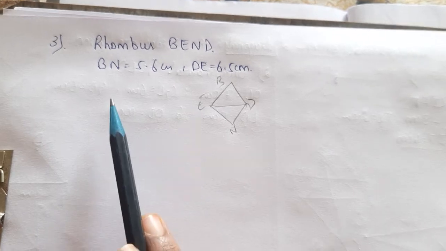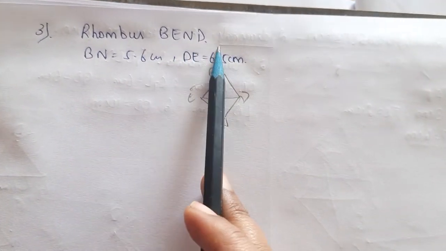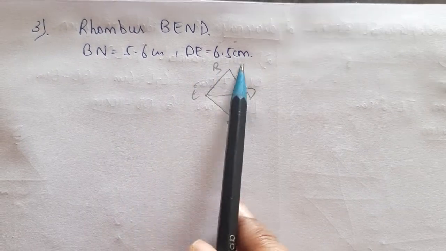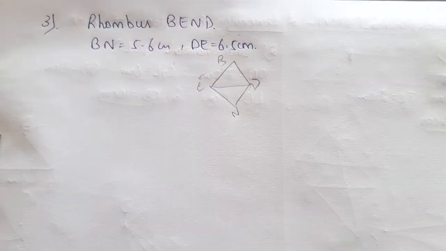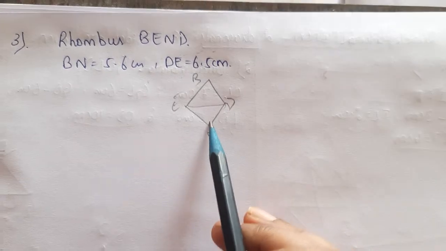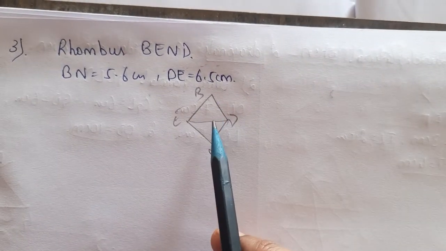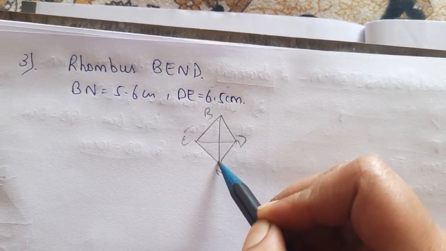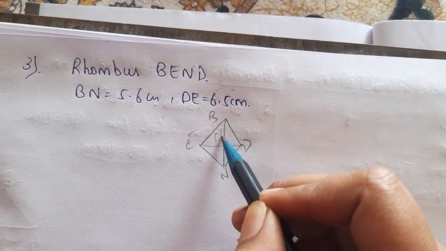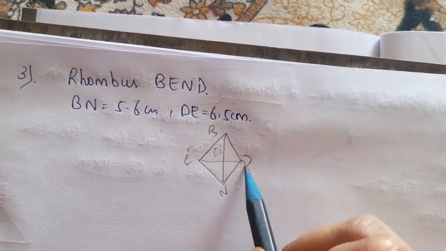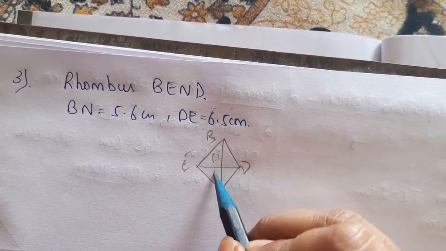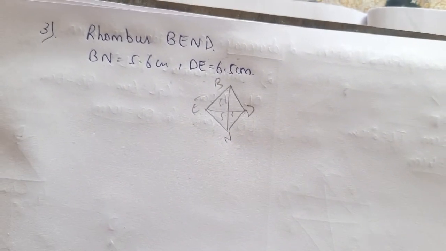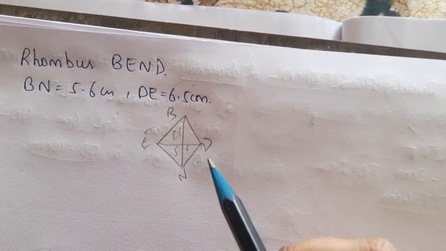Last problem, third problem: we need to construct a rhombus BEND, given BN is 5.6 centimeter and DE is 6.5 centimeter. If you draw the rough sketch of BEND like this, children, BN is given, the diagonal, which is 5.6. The other measurement given is DE, which is 6.5 centimeters. So only the measurements of the two diagonals are given here, but none of the sides.